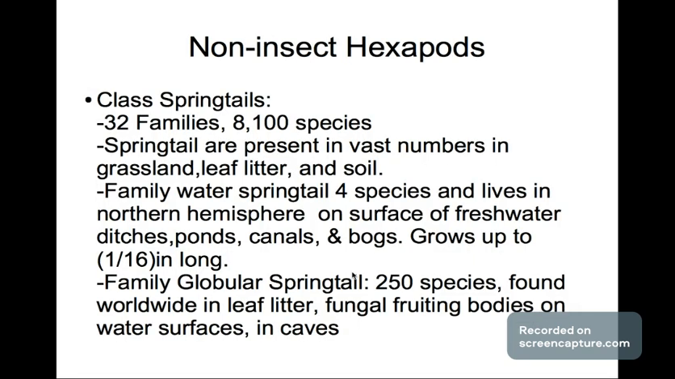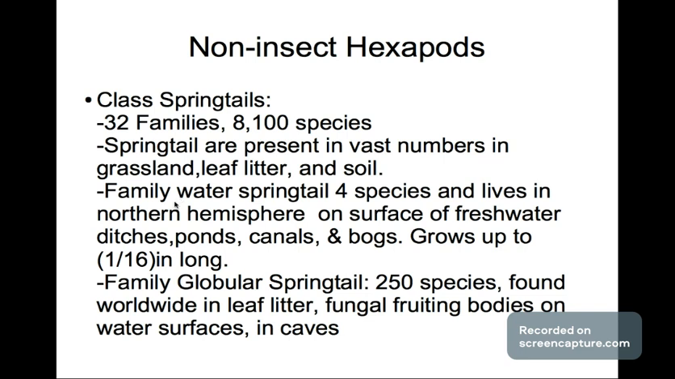Alright, so enough of the anatomy. Let's go ahead and get to it. So let's start off with the non-insect hexapods. And we're going to start with the class of springtails. Springtails are pretty interesting hexapods. They only have 32 families and 8,100 species. Springtails are present in various numbers in grasslands, leaf litters, and you can also find them in soils.